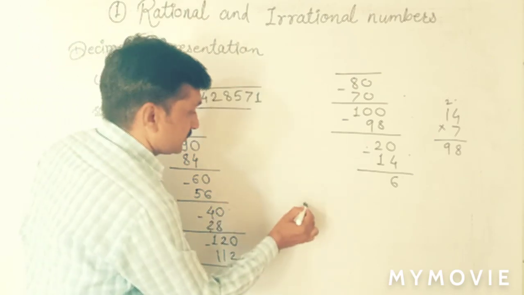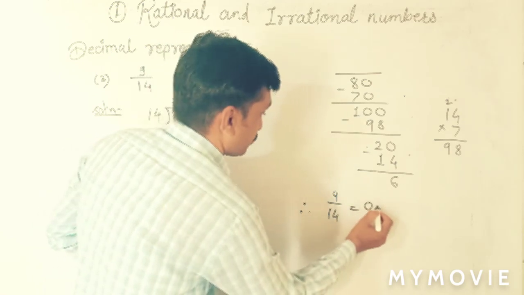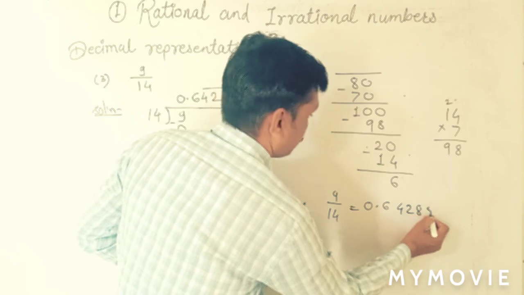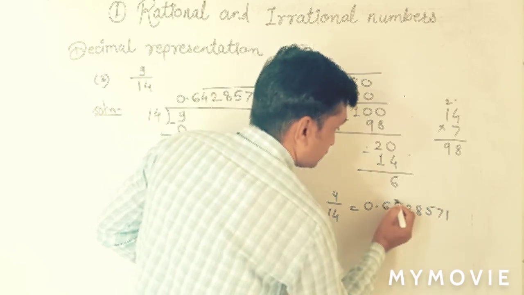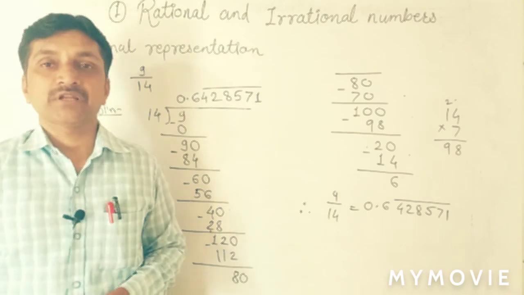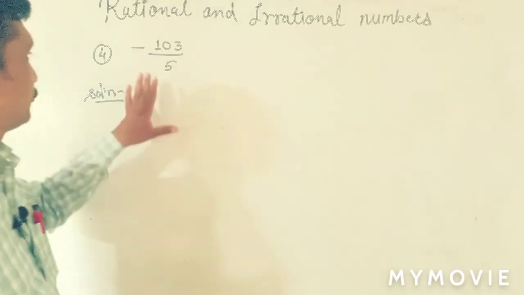Therefore the answer is 9 upon 14 is equal to 0.6428571. This group will repeat. This is the answer in decimal form. Now let's see example number 4.